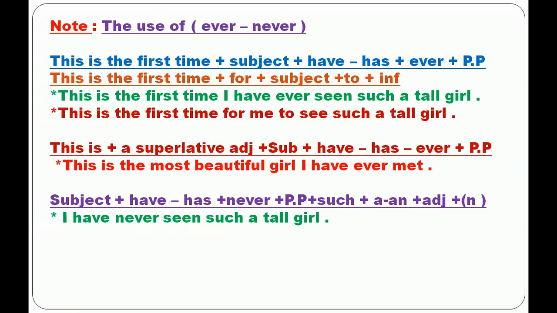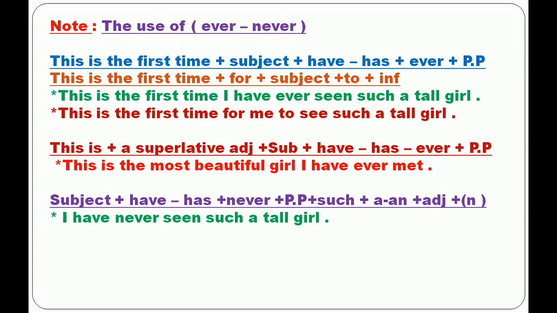Let's know the use of ever and never. We use ever in this structure. This is the first time plus present perfect. Like, this is the first time I have ever seen such a tall girl. We can use ever for this structure in another way. This is the first time for plus a subject, for me, for Ahmed. Here we use to plus infinitive. This is the first time for me to see such a tall girl.